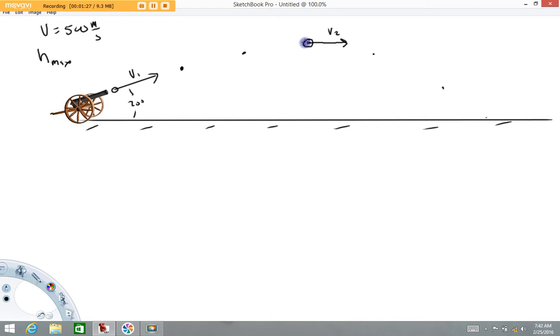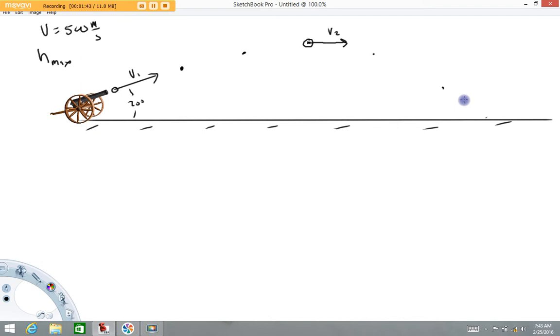If I keep going with this, when it starts coming back down, its potential energy is going to be going down, and its kinetic energy is going to be going up. Because we have a shift between potential and kinetic energy, that is our clue that the work energy theorem is probably a good thing to apply here.